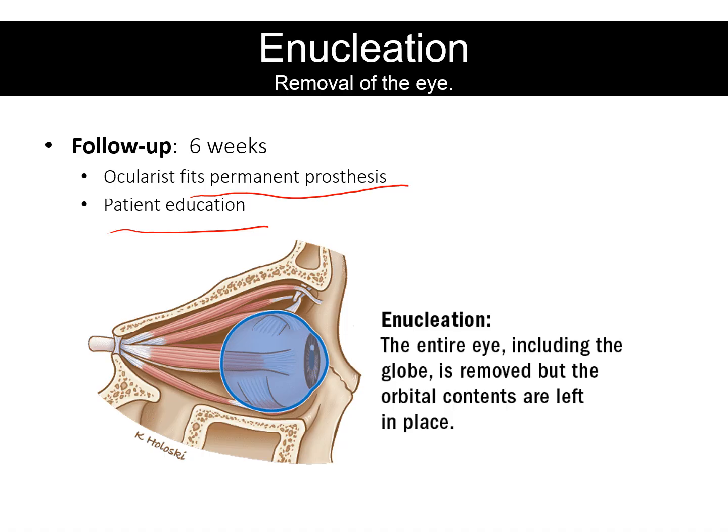And again, this is just another picture, and by definition, enucleation is the entire eye, including the globe, is removed, but the orbital contents are left in place. Orbital meaning like the muscles, everything surrounding the globe is left in place. Okay, and that concludes this chapter.